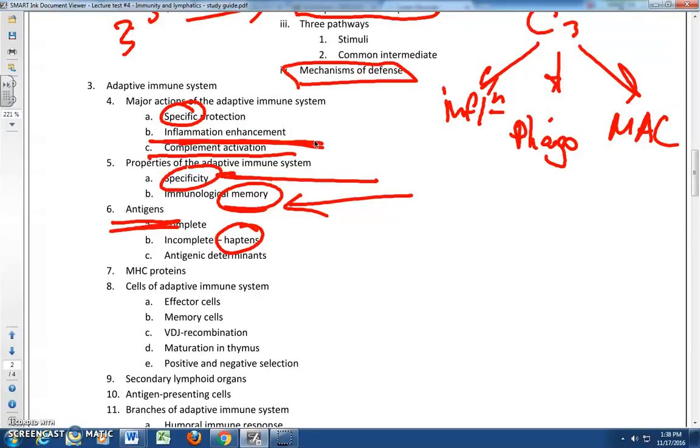How many antigenic determinants can a single antigen have? One word answer. A lot. Okay. More than 1. It can be 1, sometimes it's 1, but the idea is that it's not limited to 1, right?